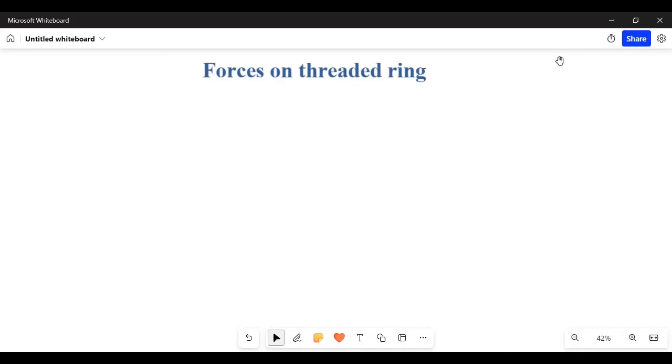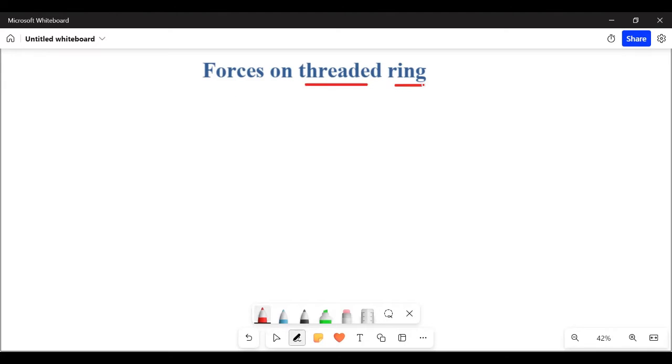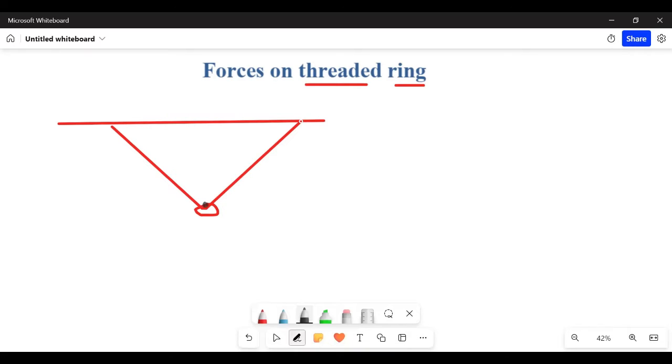So the topic now is forces on a threaded ring. In this topic, as the name suggests, there would be a thread and there would be a ring. For example, you might have a setup like this where there's a thread passing through a ring. So then we'll, of course, have tension in the string. Tension points away from the object, so there should be tension in this direction, T, and tension in this direction, T.